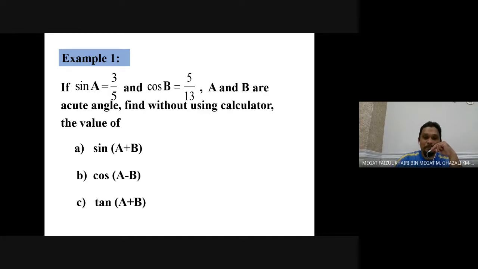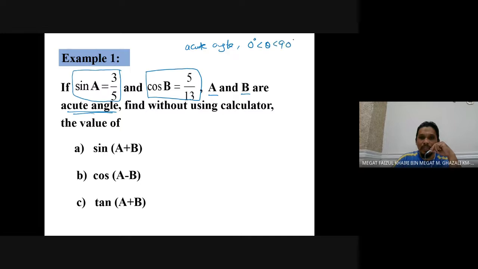Okay, class, for this one, when given to us sine A equal to 3 over 5 and cos B equal to 5 over 13, A and B are acute angles. So we mentioned about acute angle, which is theta or angle that lies in between 0 up to 90 degrees. So 0 to 90 degrees, all in the first quadrant. Okay, so let's test ourselves right now.